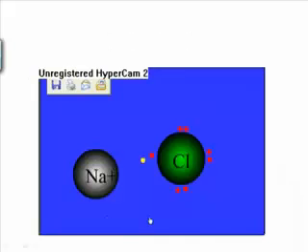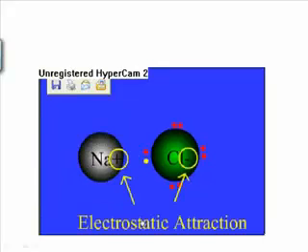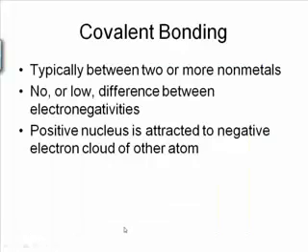So here we have sodium and chlorine. You'll see sodium gives up its one valence electron. The chlorine accepts it. And note that each of them, by either giving up an electron or accepting it, then has a nice noble gas configuration.